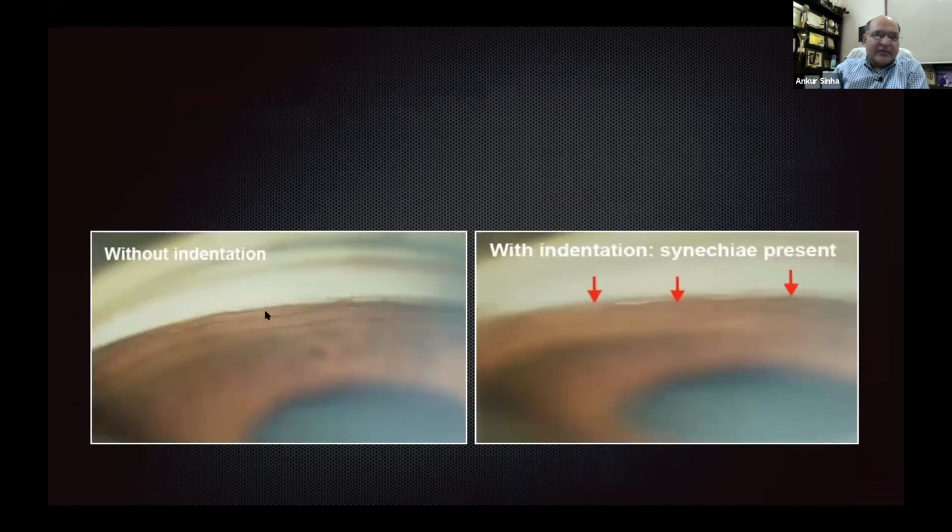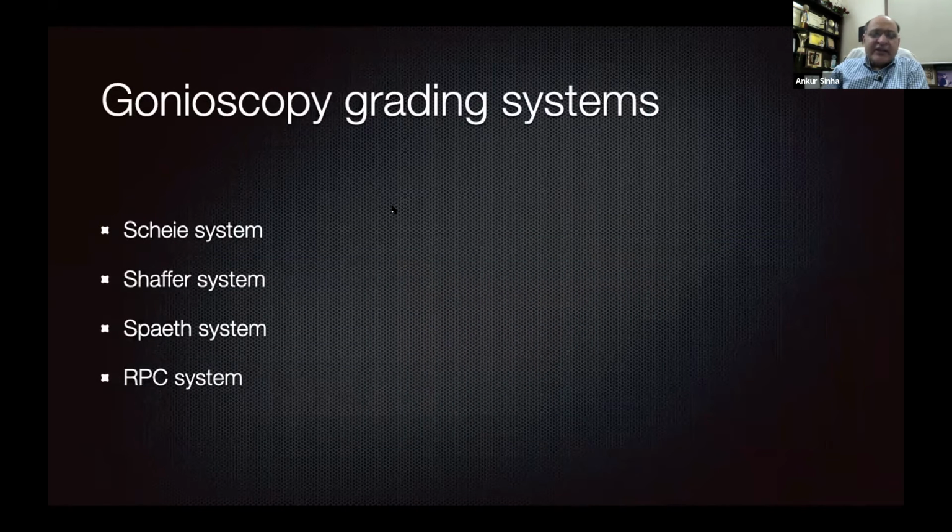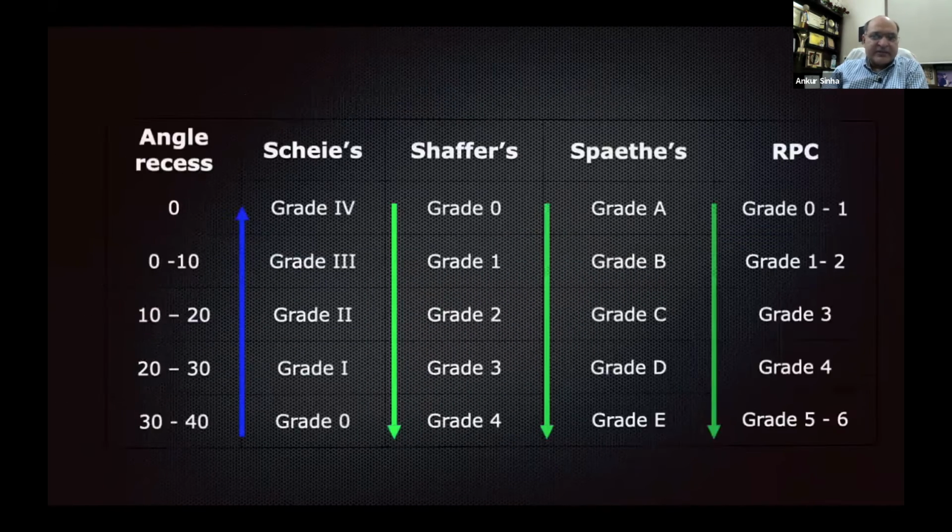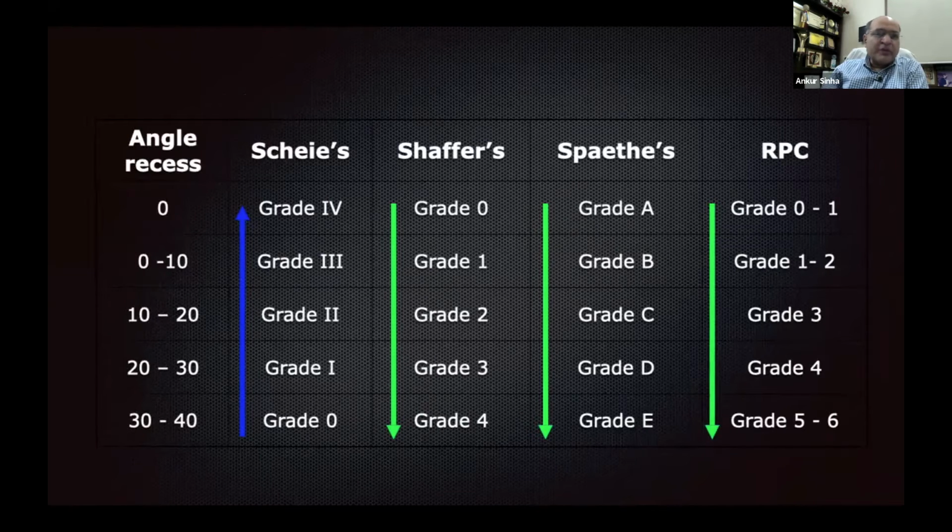Now this is the gonioscopic picture without indentation, and with indentation we can see there are synechiae, but the angle does open up in some part. Then we have various grading systems of gonioscopy like Scheie, Shaffer, Spaeth, and the RPC system. Some go from open to closed angles, but some go from closed to open angles.